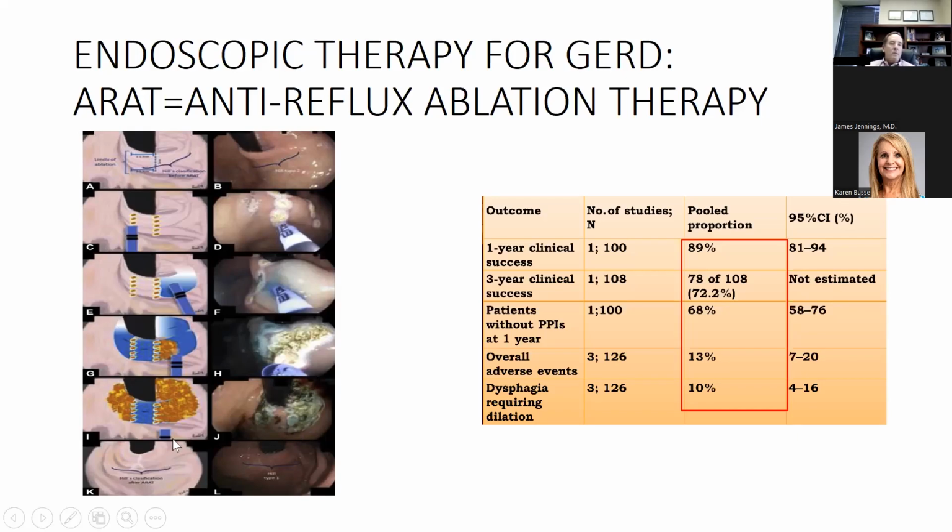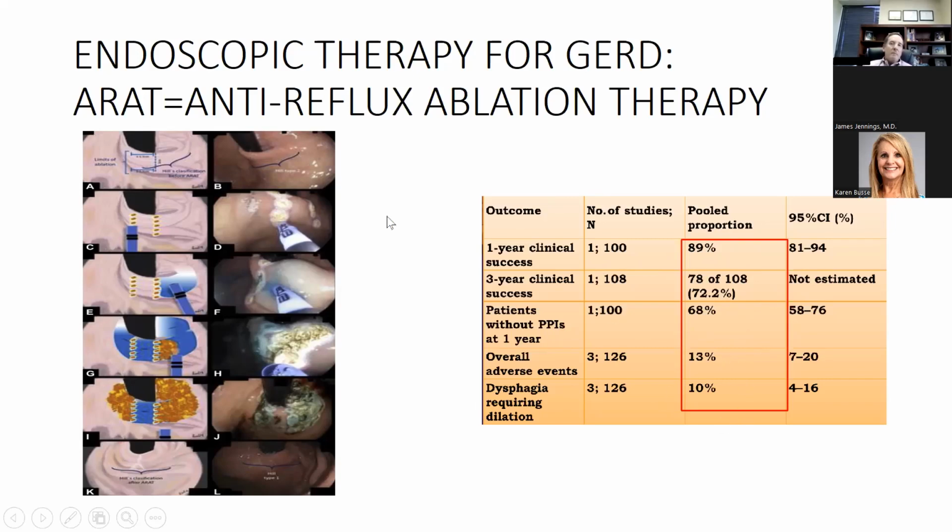When this heals up, it'll ulcerate and heal. It will scar down and create more of a Hill grade 1. So it'll tighten that area around the scope. This is fairly new. It's been out about 4 years. Success rate about 90%, 72% at 3 years, 90% at 1 year. Patients without PPIs at 1 year, about 70%.